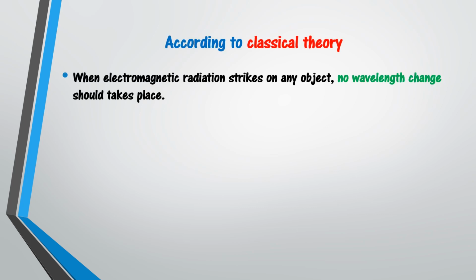So according to classical theory, which is the previous theory than the quantum one, when electromagnetic radiation strikes on any object, no wavelength change should take place.